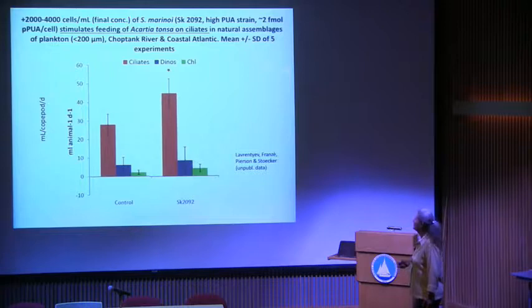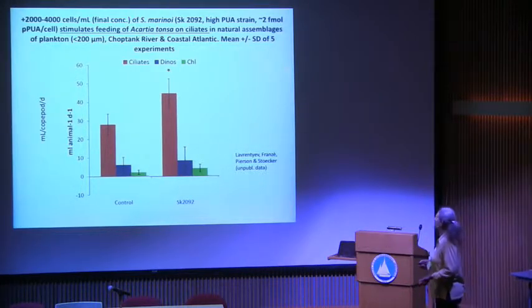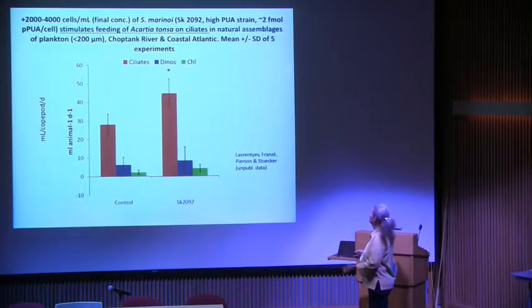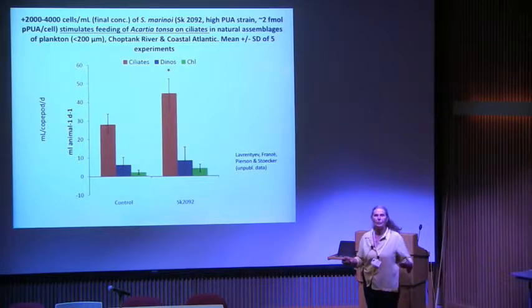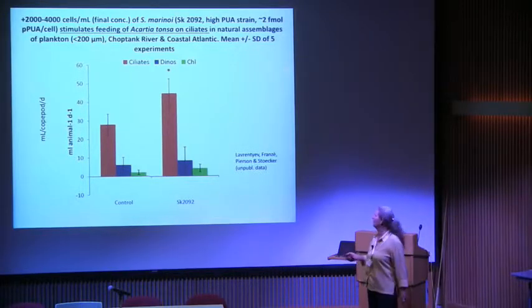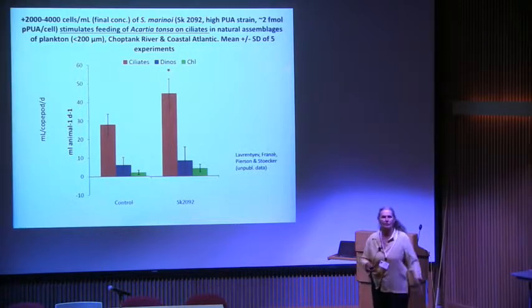We did some experiments that were similar with adding the PUA-producing Skeletonema. And this is a summary of 5 experiments. What we see is the red is the ciliates. That's the clearance rate of the copepods for the ciliates. In the control, it's much higher with the added Skeletonema, even though there's more phytoplankton food available. And it looks like there might be an effect also on the dinos and the chlorophyll, but that wasn't statistically significant across the 5 experiments.